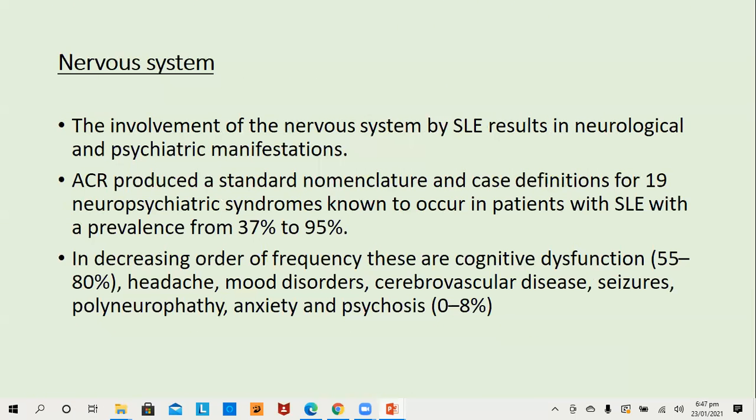Nervous system. Nervous system is included in the criteria of SLE, and involvement of the nervous system by SLE results in neurological and psychiatric manifestations. The ACR produced a standard nomenclature and case definition for 19 neuropsychiatric syndromes known to occur in patients with SLE, with prevalence between 37% to 95%. In decreasing order of frequency, there are cognitive dysfunctions, headache, mood disorders, cerebrovascular diseases, seizures, polyneuropathy, anxiety, and psychosis.